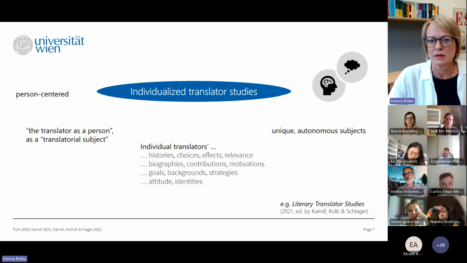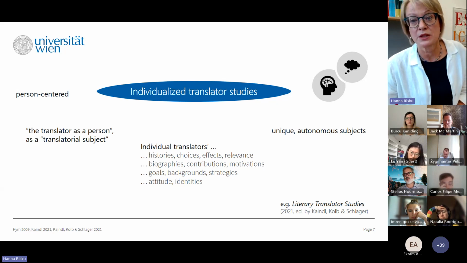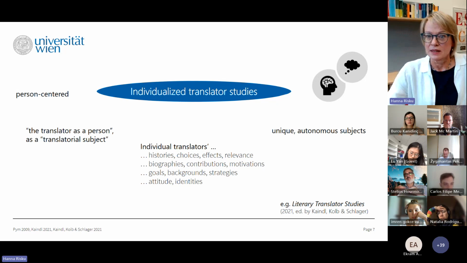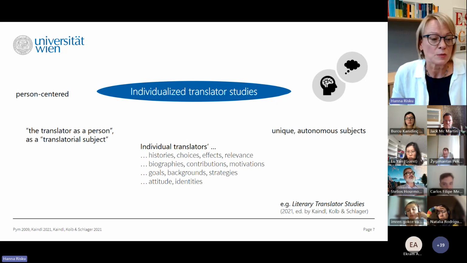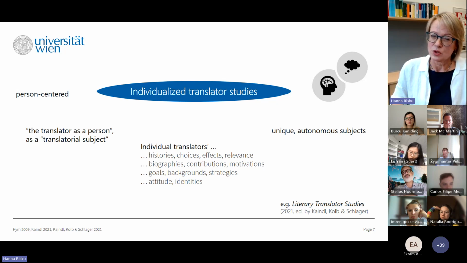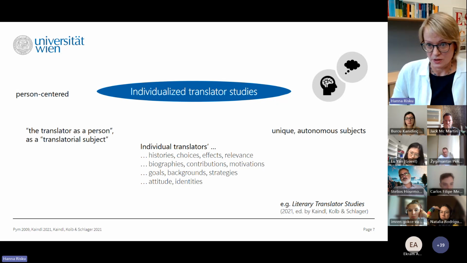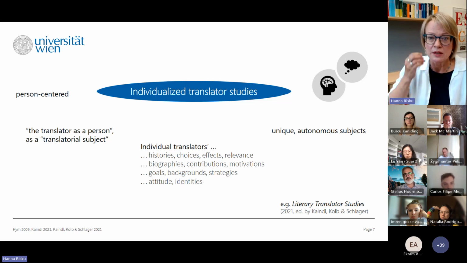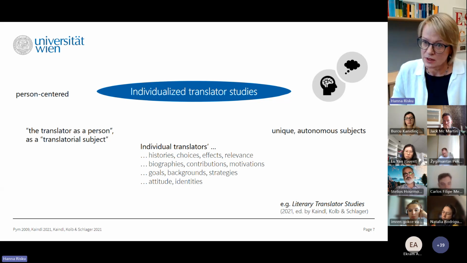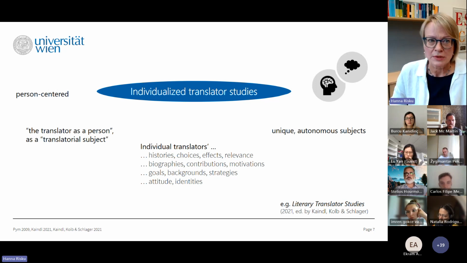For example, with their edited volume Literary Translator Studies, Klaus Kindl, Waltraud Kolb, and Daniela Schlager lay a sound foundation for the person-oriented study of literary translators as individuals. And the concepts that are used there, for example, in the different papers, focus on the translator's voice, identity, posture, and attitude.